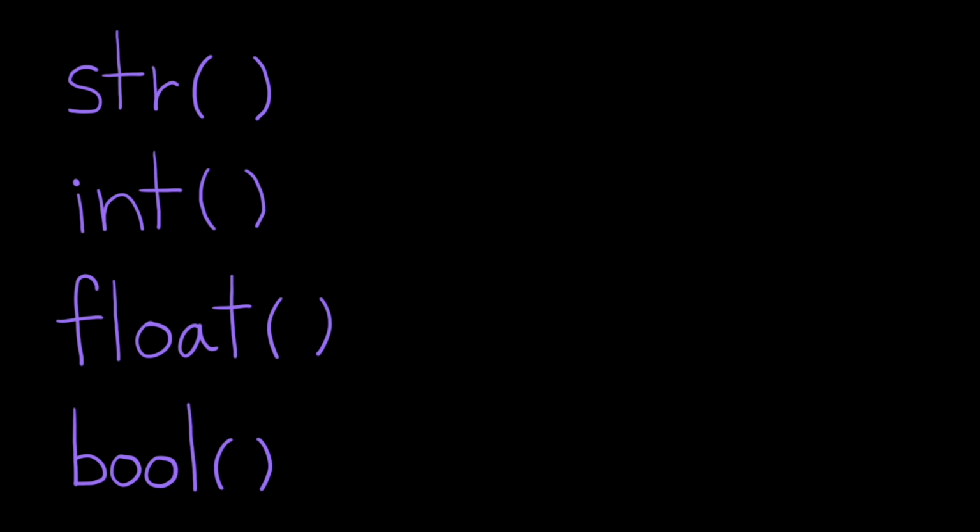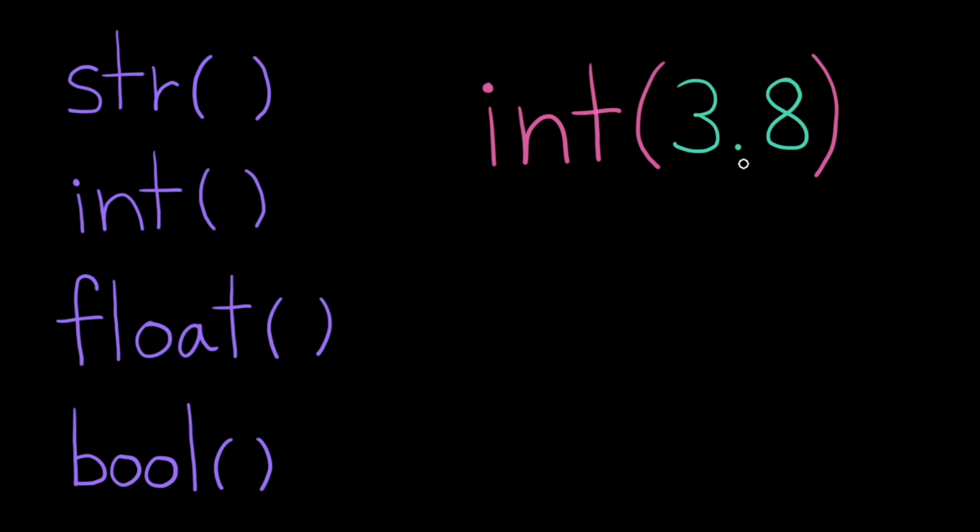I don't know. Now, what about casting a float to an integer? It turns out this just chops the decimal portion off, so 3.8 becomes 3. We're taking the floor, or the lower closest integer.